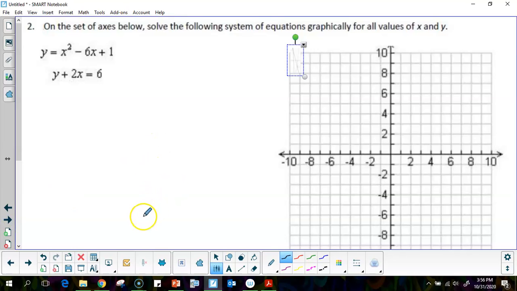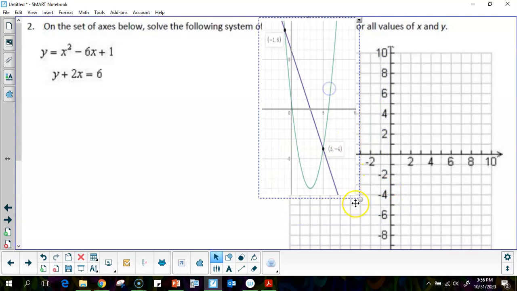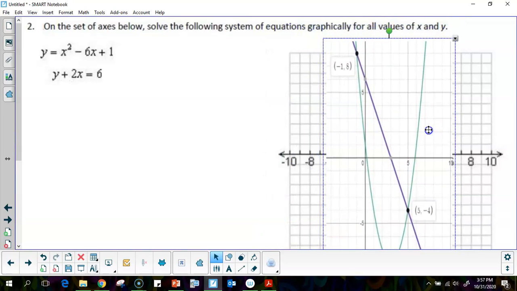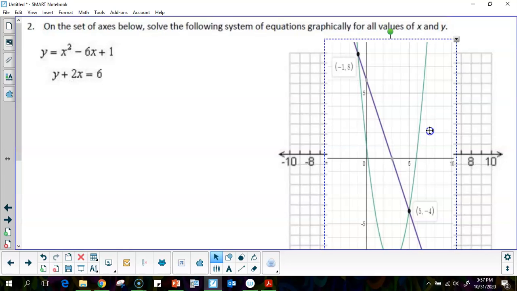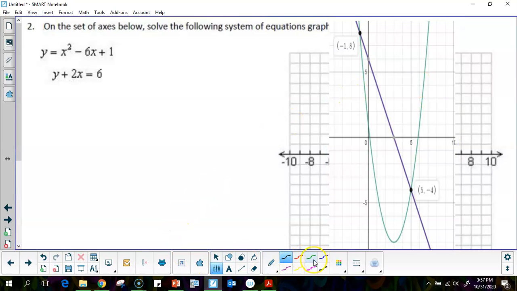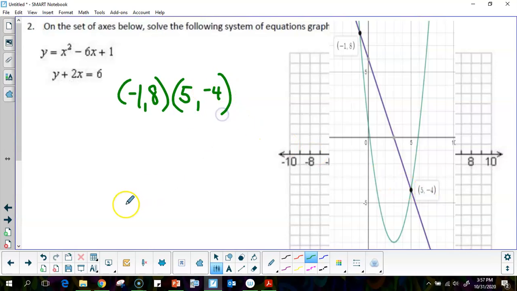The next one is another graph, and again, I did graph it on Desmos, but I'm going to make it so it's visible here. Make it as big as I can. It's a skinny graph. Okay, it's asking for us to solve the system of equations graphically for all values of x and y. What that means is, what are the ordered pairs that are in this solution? (-1, 8) and (5, -4). That is it. If it asked you how many solutions there are, 2.